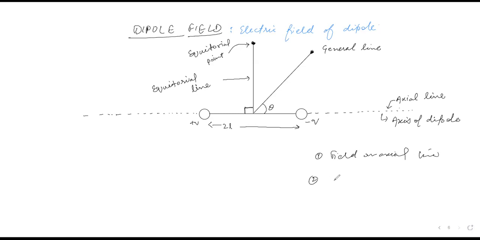And now, on the basis of this, we are going to study first the field on the axial line. Then we will study the electric field of the dipole on the equatorial line. And the third one is the field at a general point. But it is not in our syllabus, so we will study these two points.